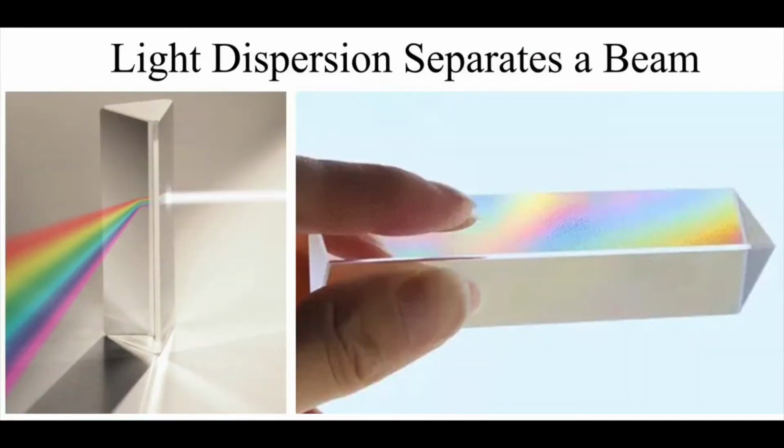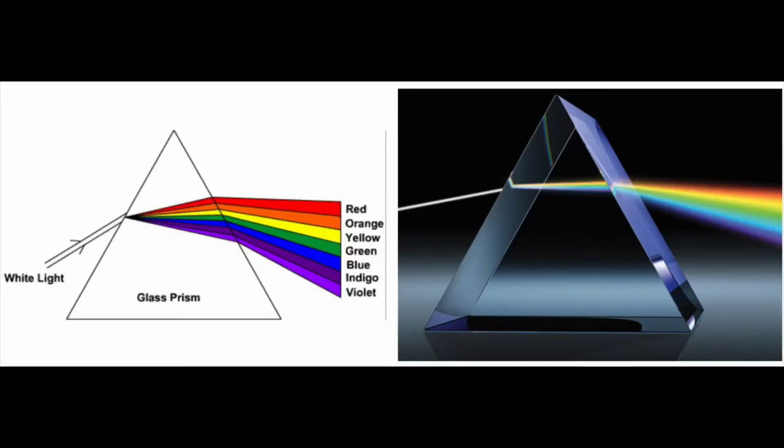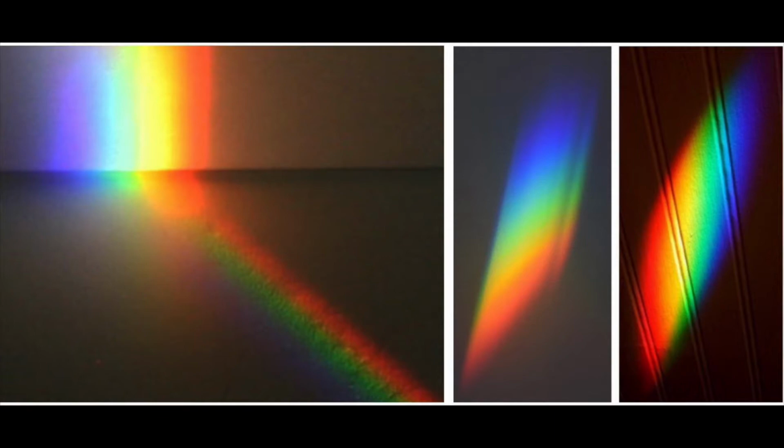Let's take a look at prisms. Light dispersion separates a beam. Glass or other transparent objects in prism form, especially a triangular form with reflective surfaces at an acute angle with each other, separate white light into a spectrum of colors. Reflection splits the white light or sunlight into a spectrum of colors. We'll see red, orange, yellow, green, blue, indigo, and purple or violet.